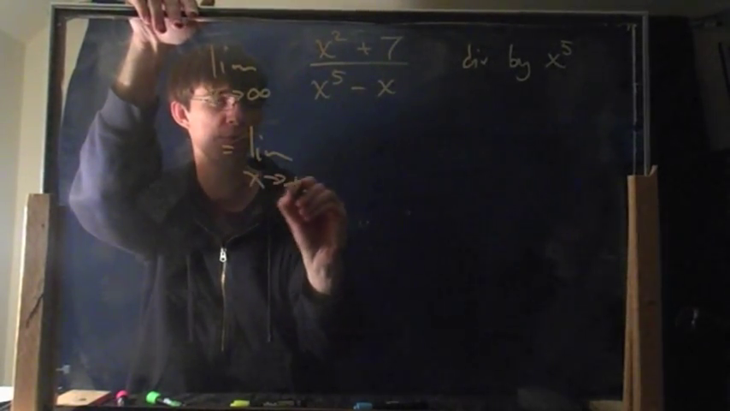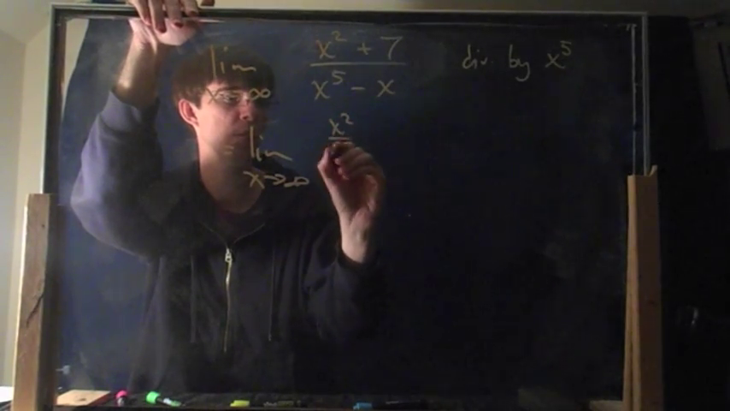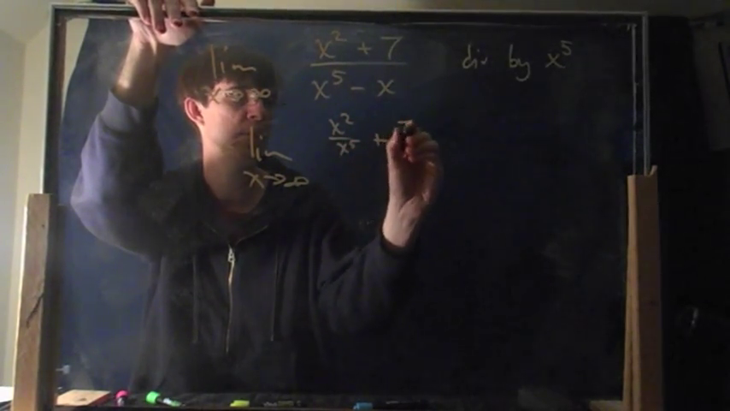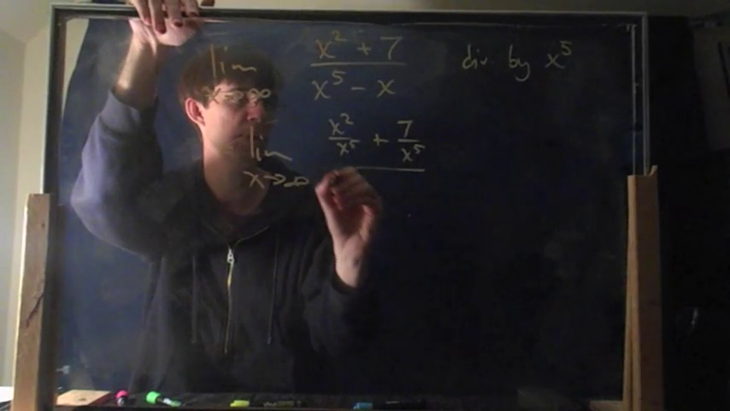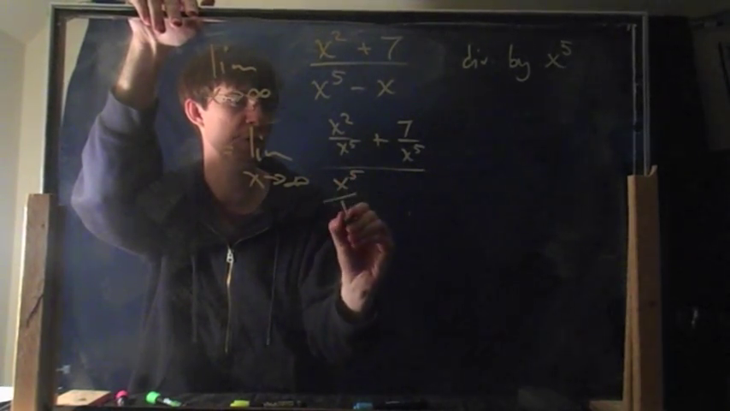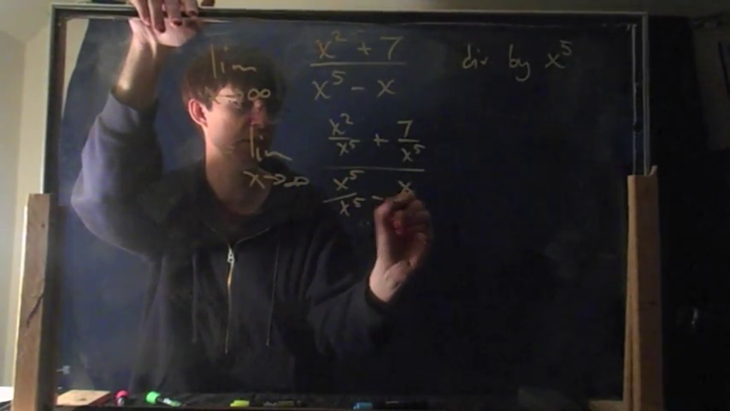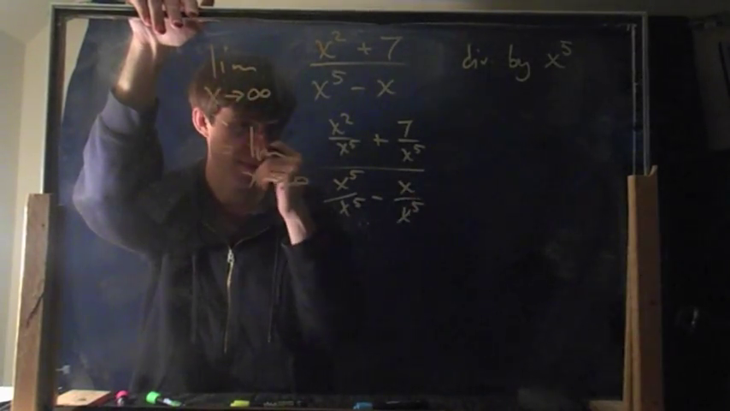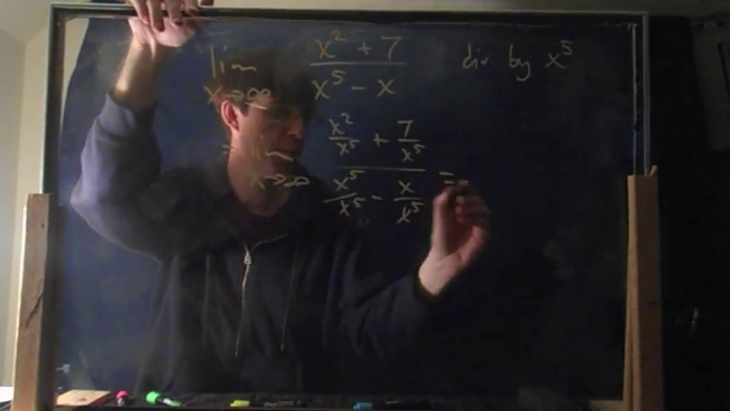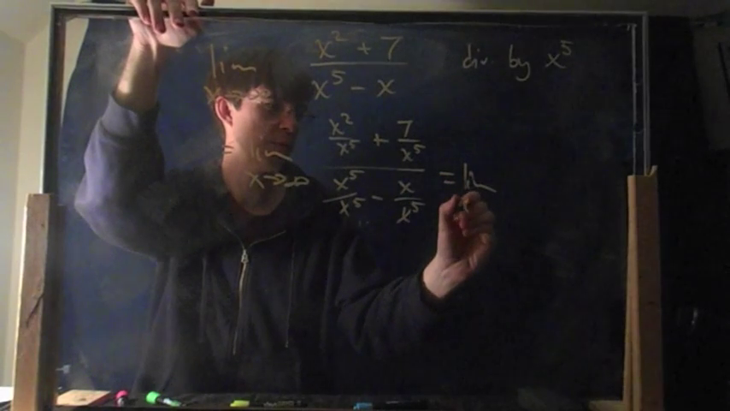Limit as x goes to infinity. On top I get x squared over x to the 5 plus 7 over x to the 5, divided by x to the 5 over x to the 5 minus x over x to the 5. Okay, let's simplify a little bit. What do you get here? I'm not going to do the limit yet.